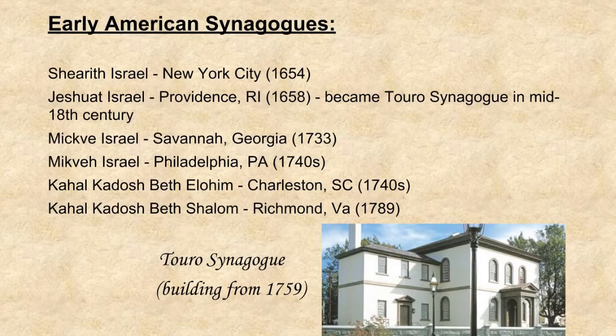We have one in Savannah and one in Philadelphia. Then we have Kahal Kadosh Beth Elohim in Charleston, and we have Kahal Kadosh Beth Shalom in Richmond. And this was it. Those were the synagogues. So why in those places? They're port cities.